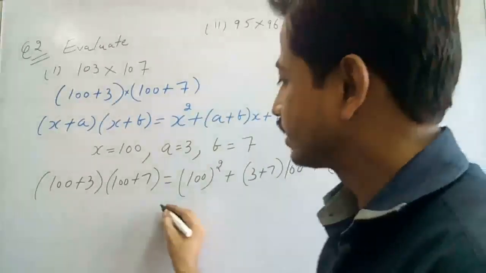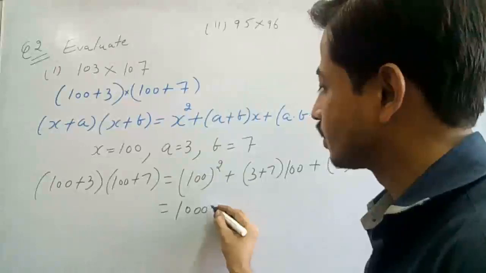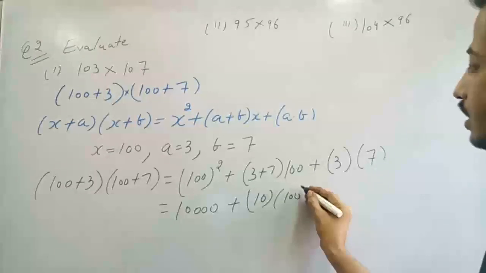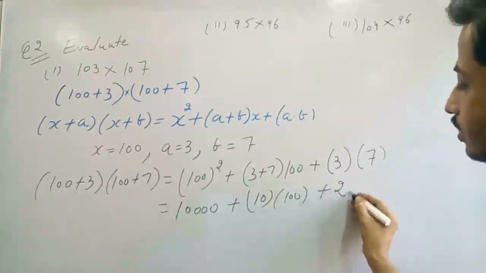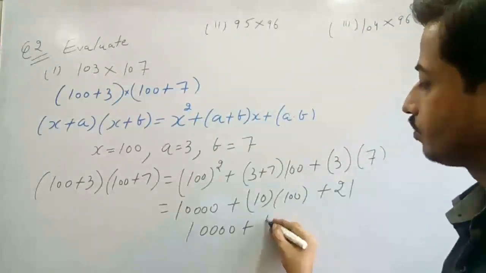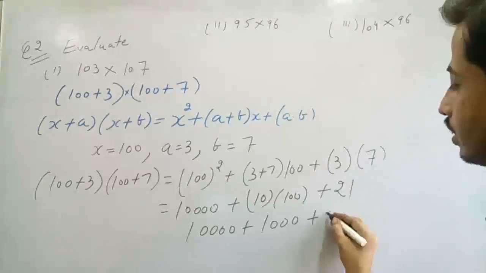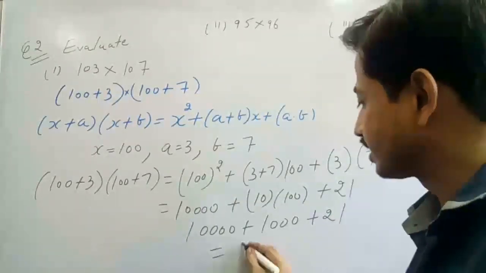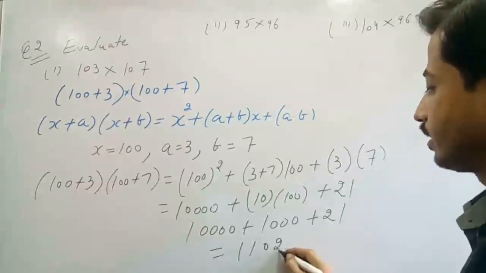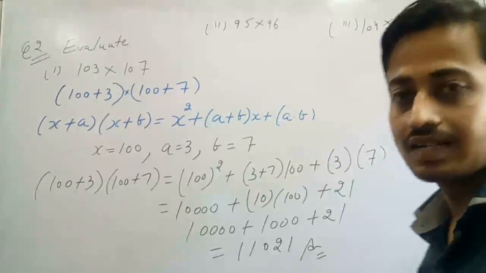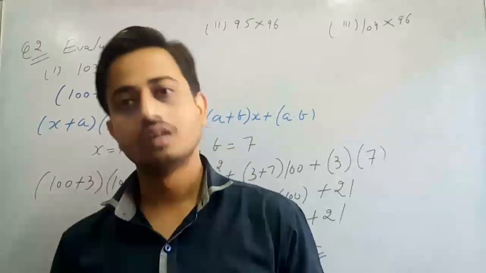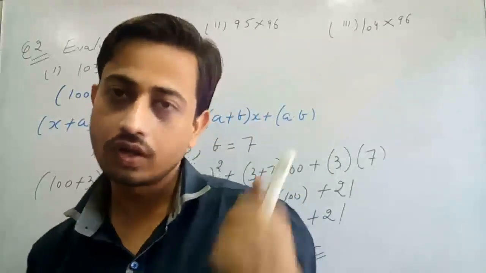Now solve. 100 square means 10,000, we get 4 zeros. 3 plus 7 is 10 into 100. Now 3 into 7, 21. So this becomes 10,000 plus 100 into 10, we get 1,000, plus 21. Now what's the answer? 11,021. This is the answer. It's very simple. All the questions are similar, so try to do it yourself. I'm also doing it here.